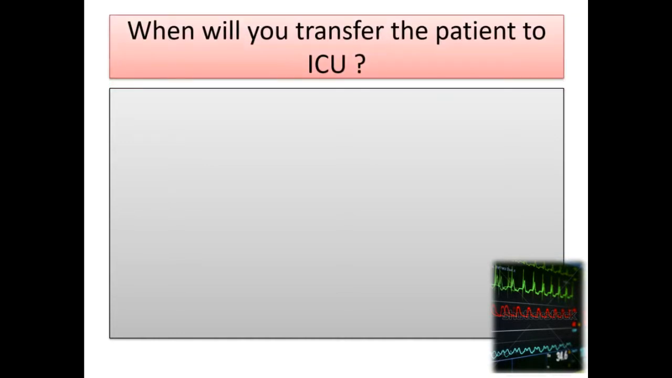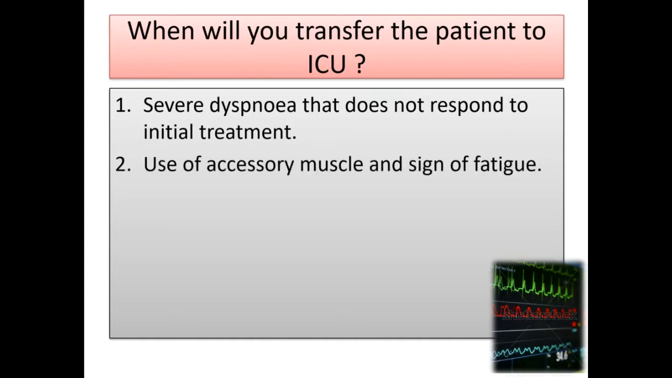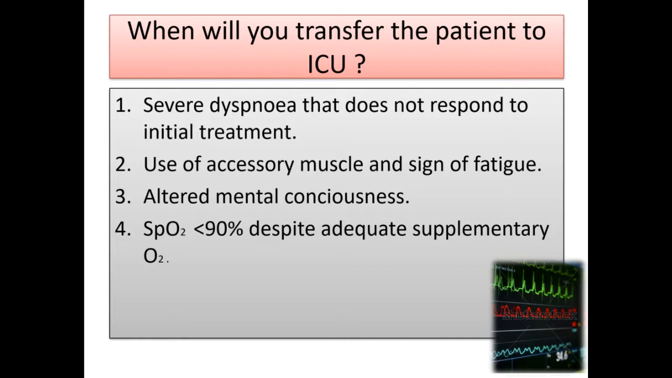When will you transfer the patient to ICU? Severe dyspnea that does not respond to initial treatment. Use of accessory muscles and signs of fatigue. Altered mental consciousness. SpO2 <90% despite adequate supplementary O2. A rising PCO2. ABG pH <7.25.